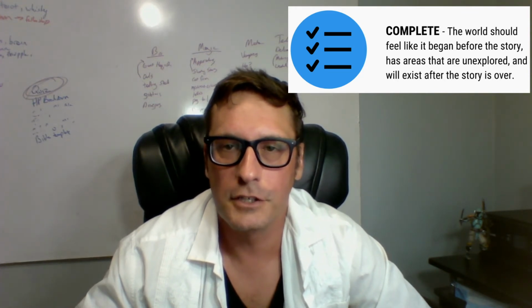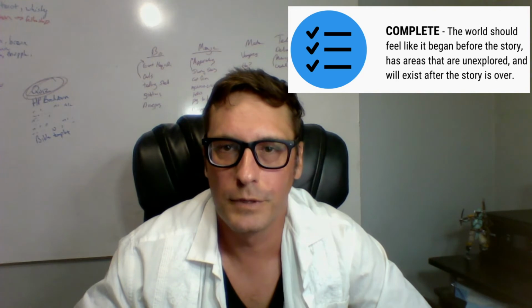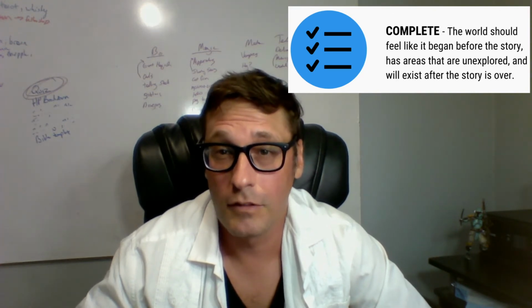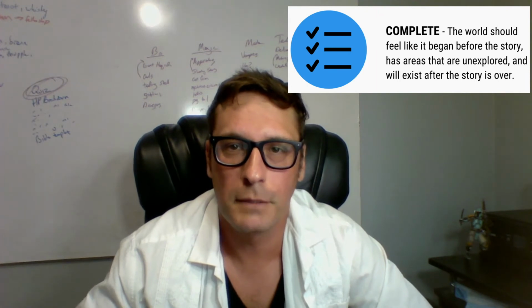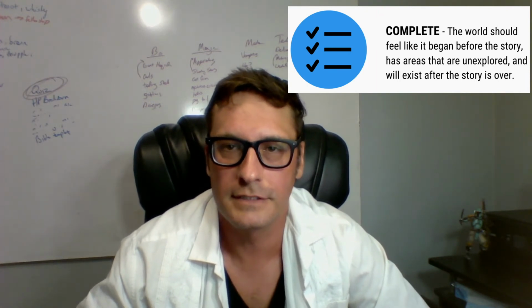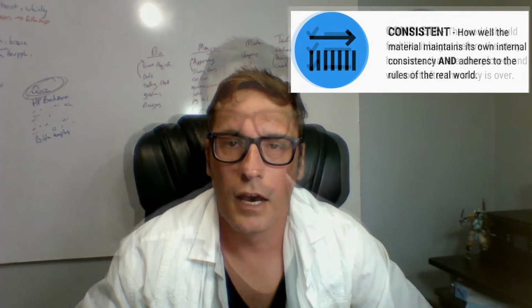These are all the details that you add to your world to make it feel real. But you can't add all the details of a world. So this is what Wolf refers to as the illusion of completeness, which are the hints that the world exists outside of the current story.